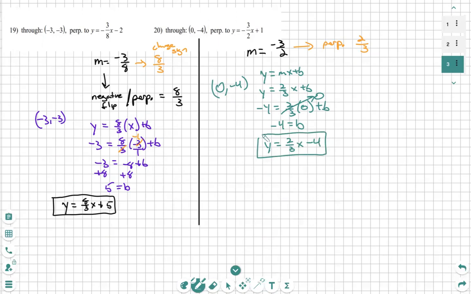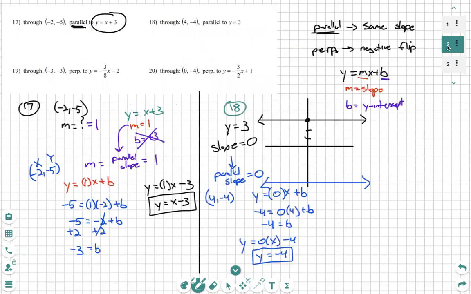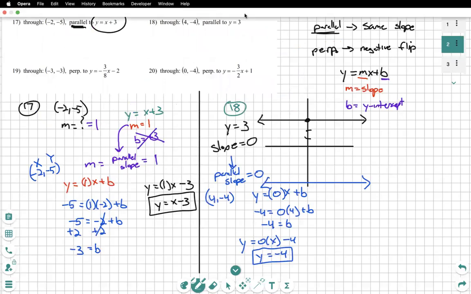And there you go. That is how you write linear equations in y equals mx plus b form when you want slope parallel or perpendicular to an additional line. We will go over graphing these as well in another video.